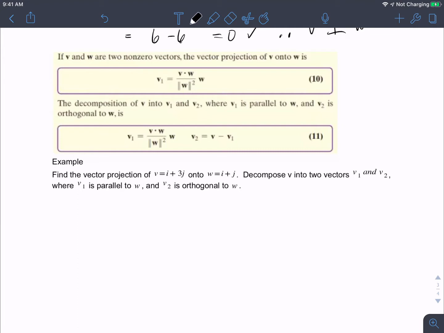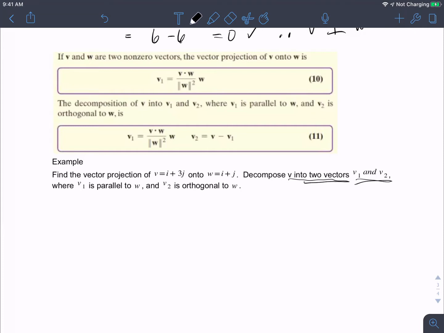So we have the vector projection of v, which is equal to i plus 3j, onto the vector w, which is equal to i plus j. And so we're going to find the two vectors, the two v vectors, v1 and v2, that are parallel to w.